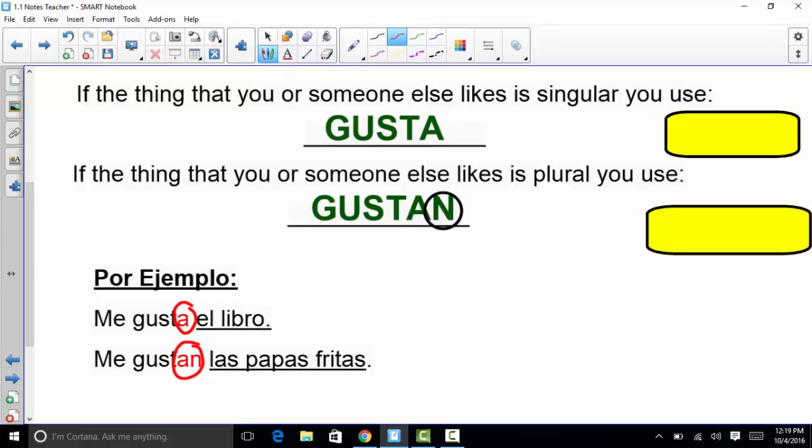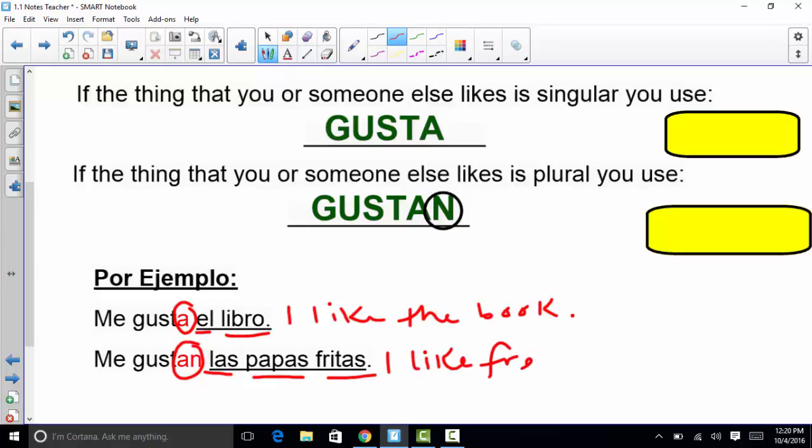So when you want to say that you like an object, if it's singular, like el libro is singular, then you use gusta. If it's plural, like las papas fritas, then you're going to use gustan with an N. So this one being, I like the book. And the second example, I like French fries.